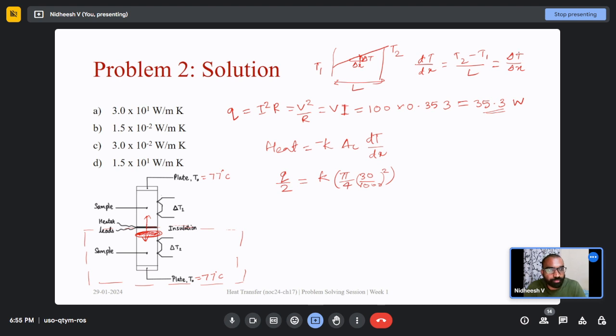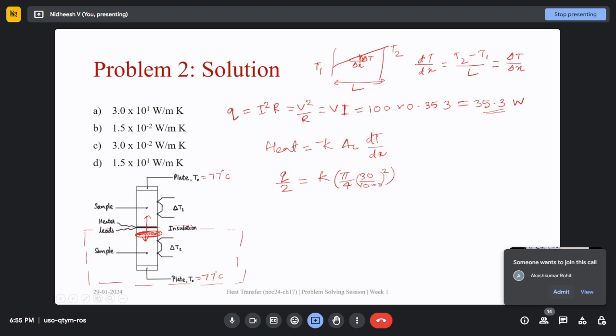Do we have these values given in the question? Is it clear what I was trying to say? This dt by dx is the slope of this linear temperature profile, and it would be the same irrespective of where we are going to measure it.